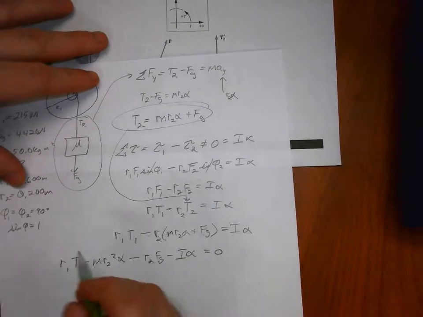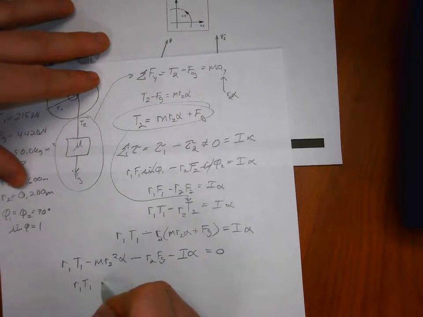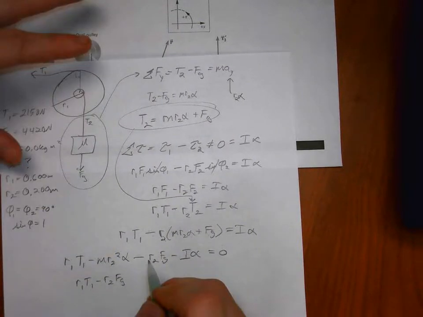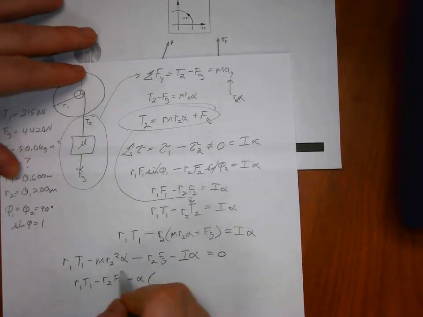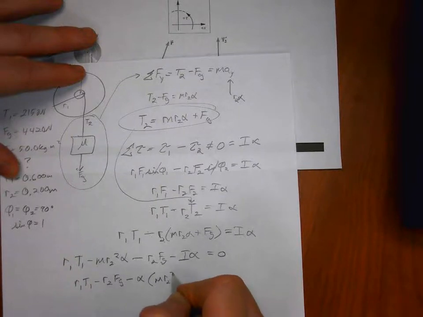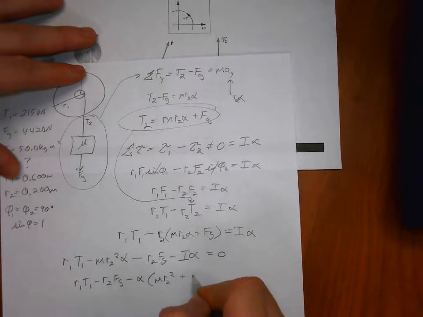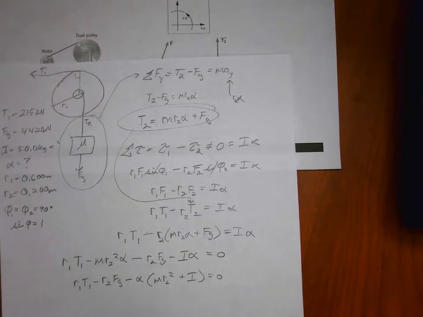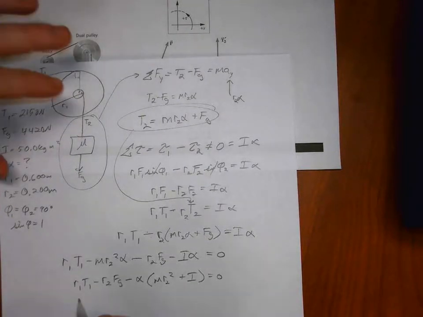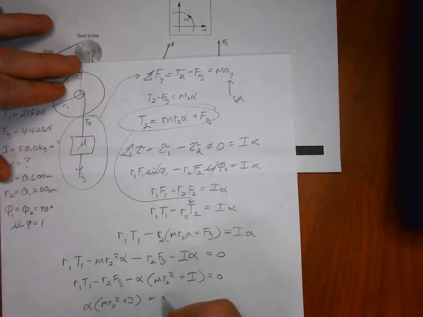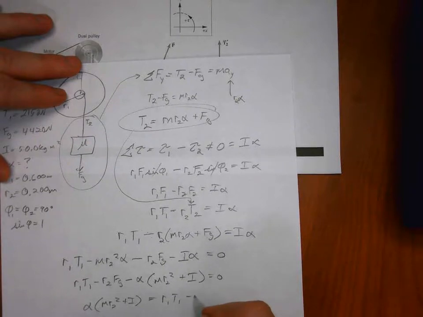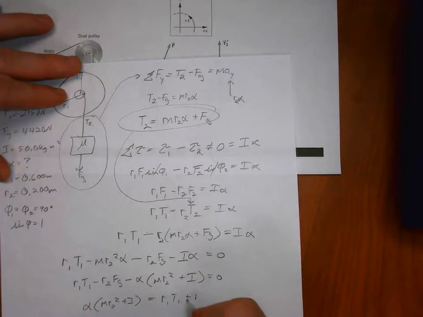So then I'm going to say R1 T1 minus R2 FG, and now I'm just left with these two terms involving alpha. They're both negative, so I'm going to say minus alpha times positive mR2 squared plus I equals 0. And so that means alpha times mR2 squared plus I equals R1 T1 minus, well, that would be plus R2 FG.